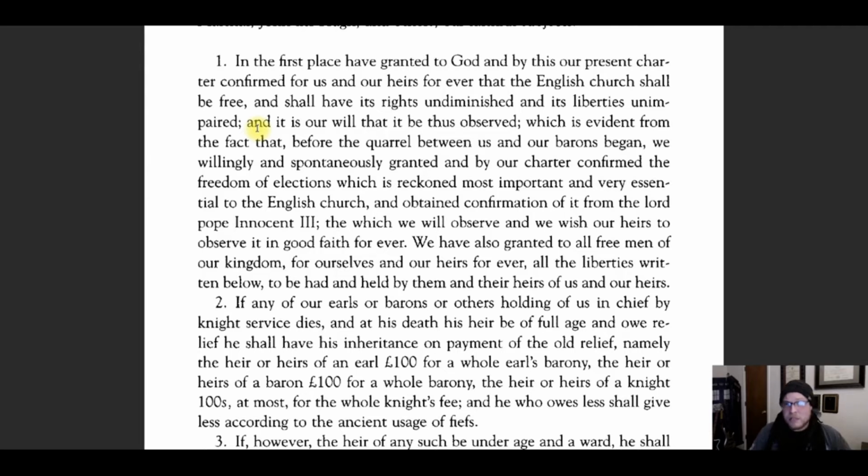Now, historically, you'll see that that doesn't really work out, because with Henry VIII, a few centuries later, Henry VIII is the head of the Church of England, and to this day, the current Queen of England, Elizabeth II, is still technically the head of the Church of England.